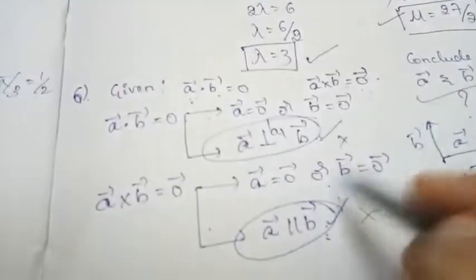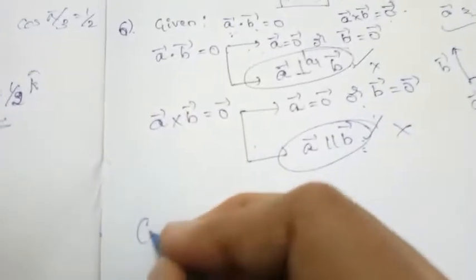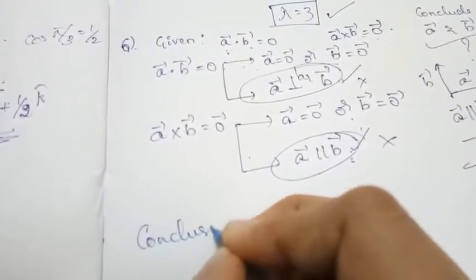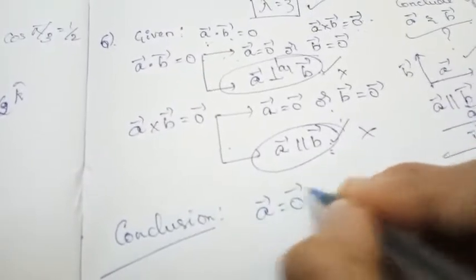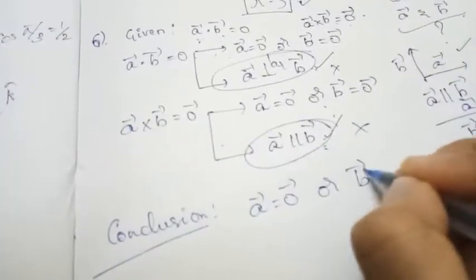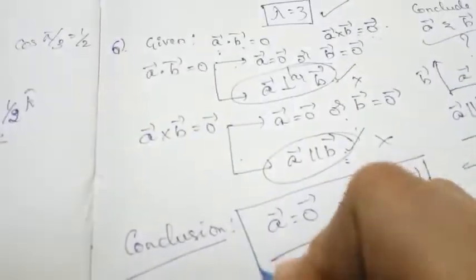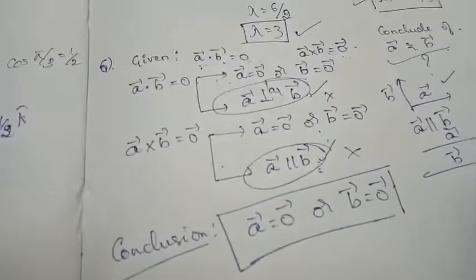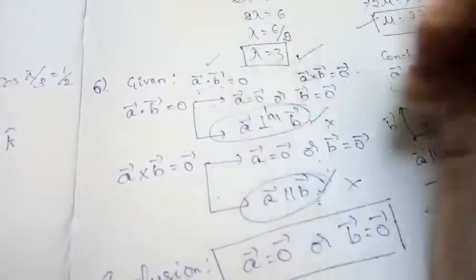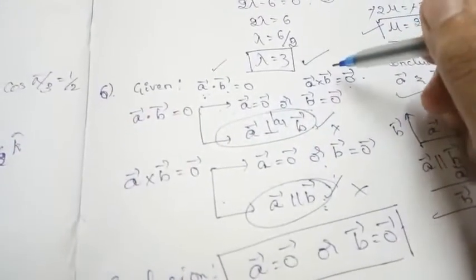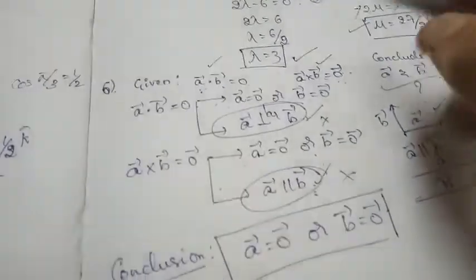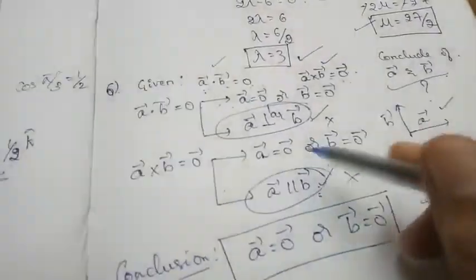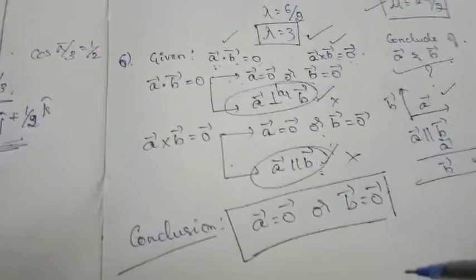So clearly these two conditions are removed, and the remaining one is this. So the conclusion regarding vector A and vector B is that either vector A is equal to the 0 vector or vector B is equal to the 0 vector. Only under that condition is the dot product of the two vectors 0 and the cross product of the two vectors the 0 vector. So this is regarding the sixth question.